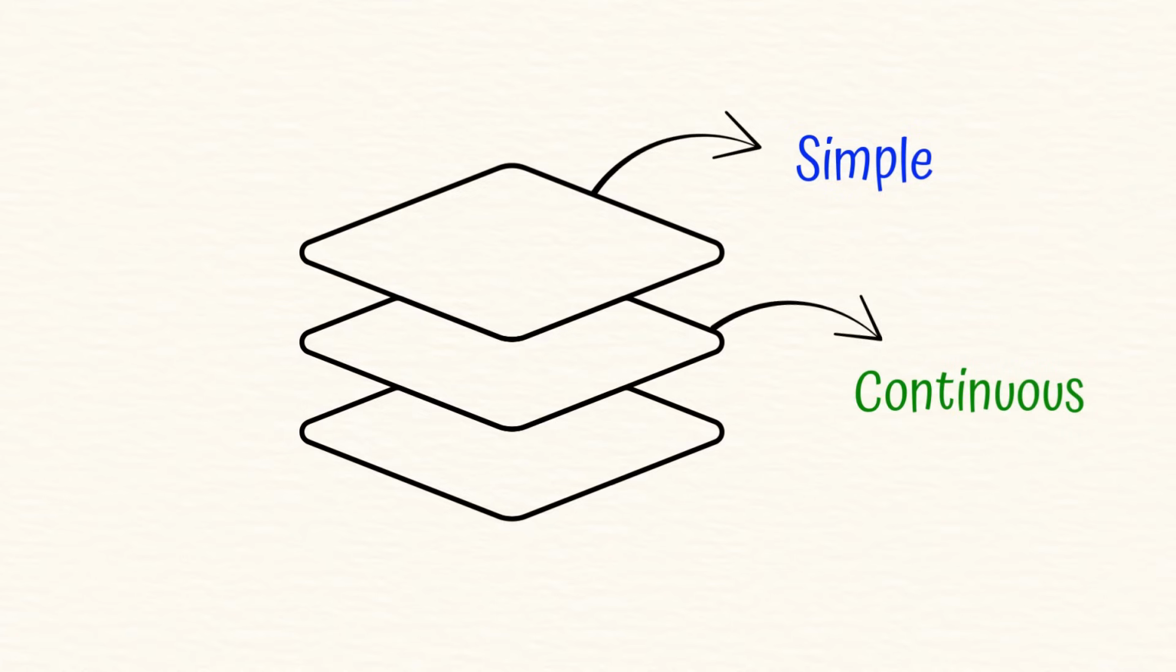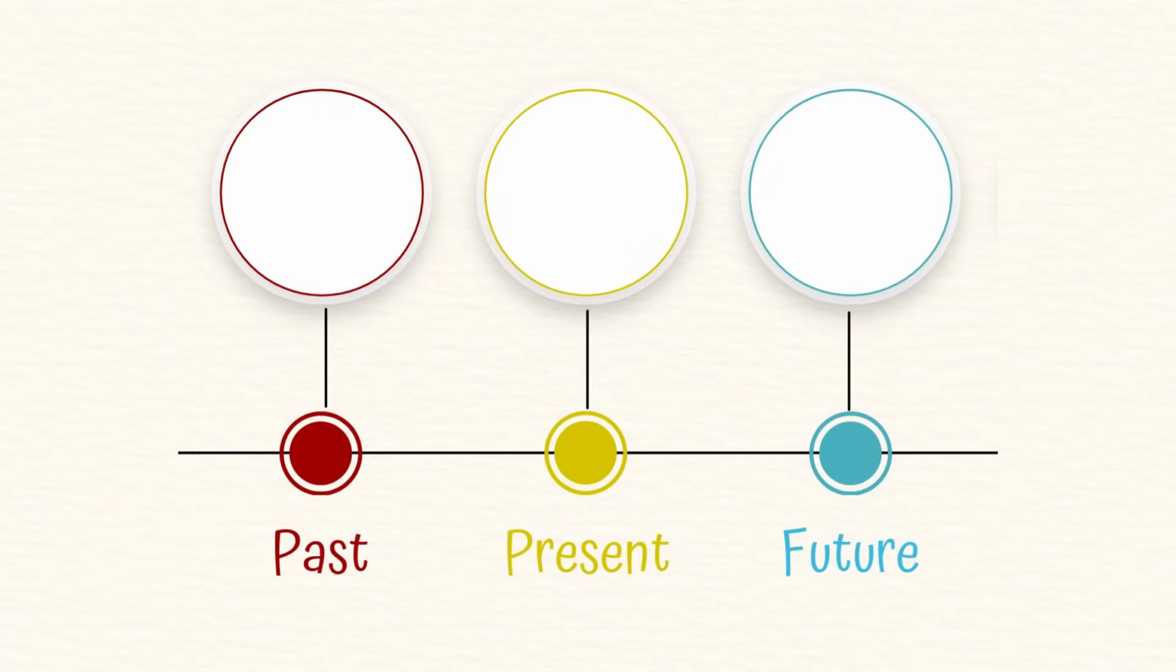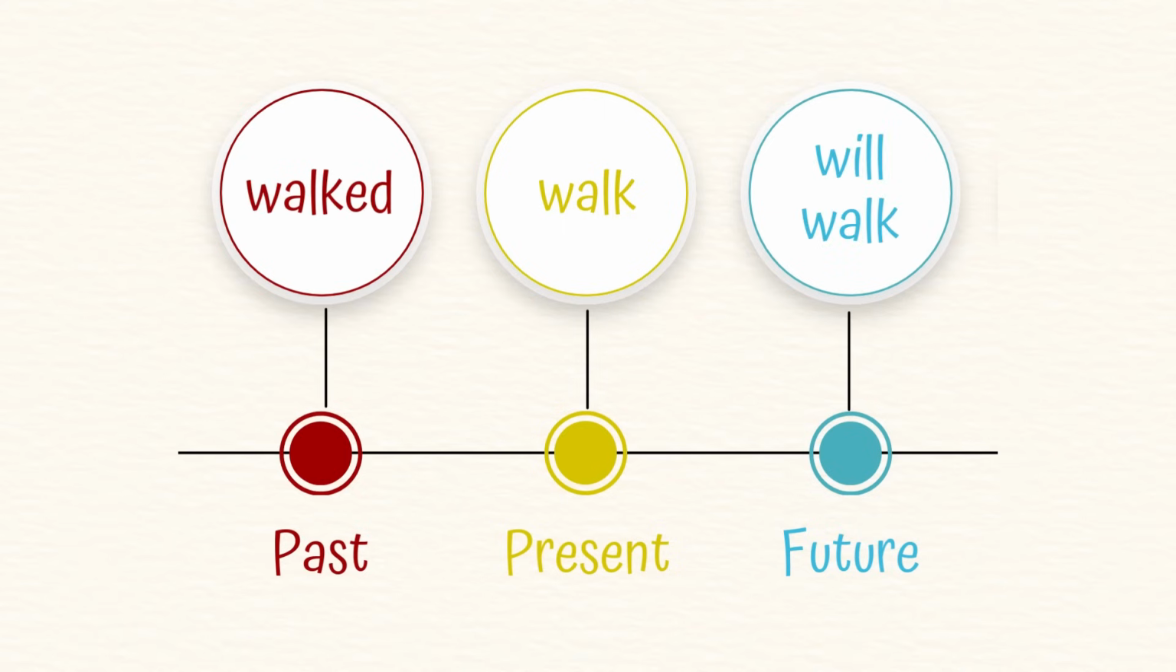Learning tenses one at a time is like adding layers. Start with simple forms, then expand. Make timelines or charts and practice by changing verbs. Walk, walked, will walk. Over time, you'll handle more complex forms, but mastering the basic 3 tenses first is crucial.